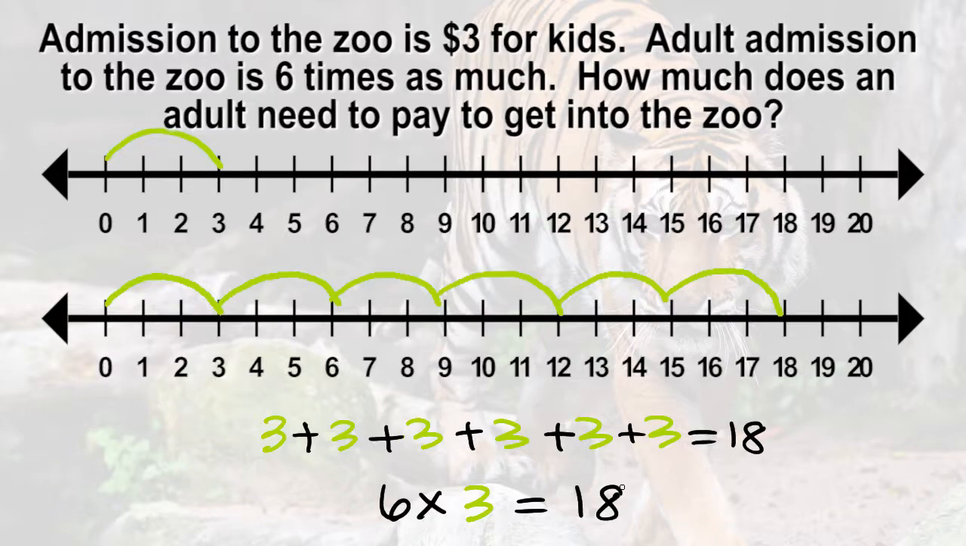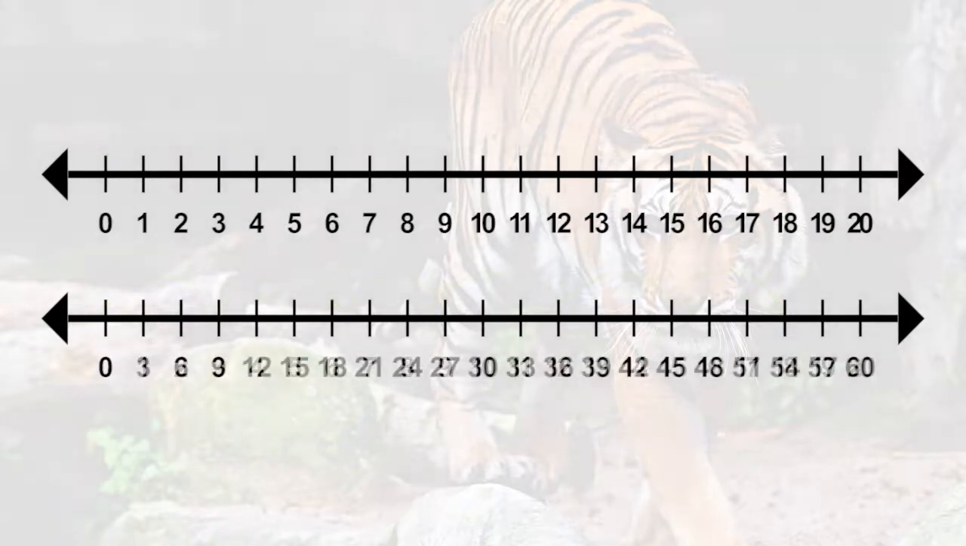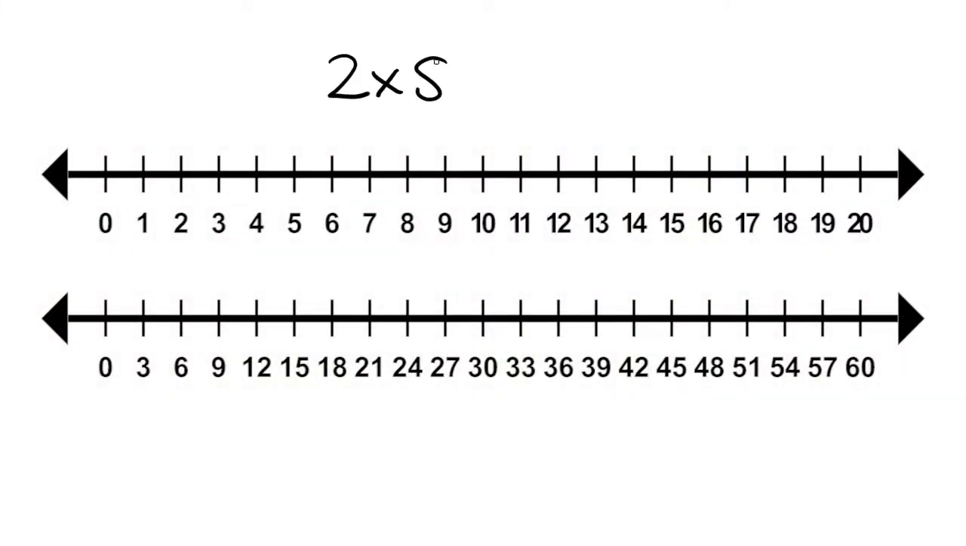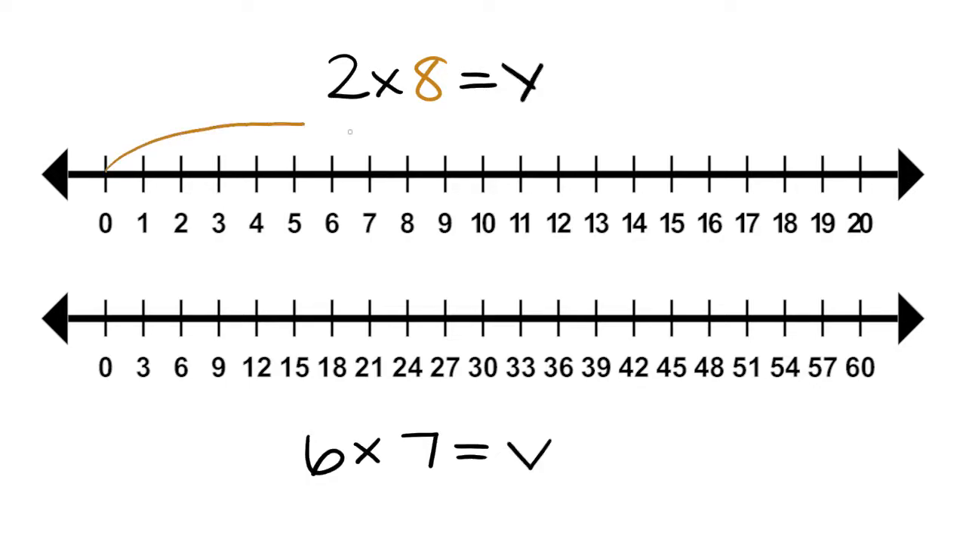Let's model solving a multiplicative comparison problem using only a number line. 2 times 8 equals y. 6 times 7 equals v. When we see 2 times 8 equals y, we know that this is 2 times as many as 8, or 2 iterations of 8. So to put this on a number line, we will make our first jump 0 to 8, and our next jump will be to 16, or 2 times as many as 8 equals 16.